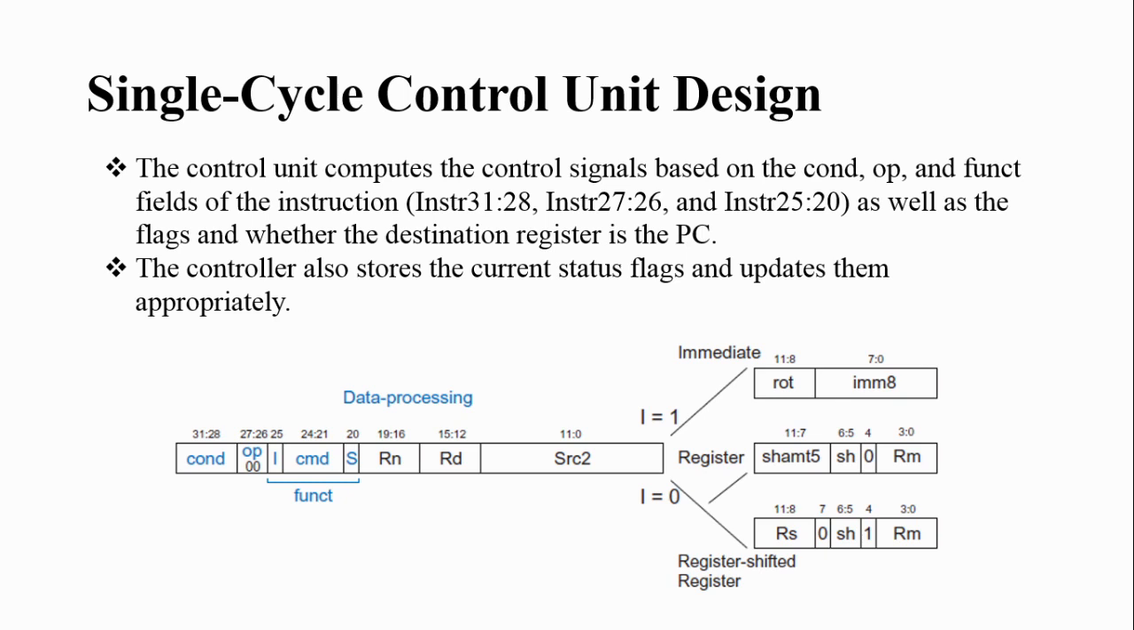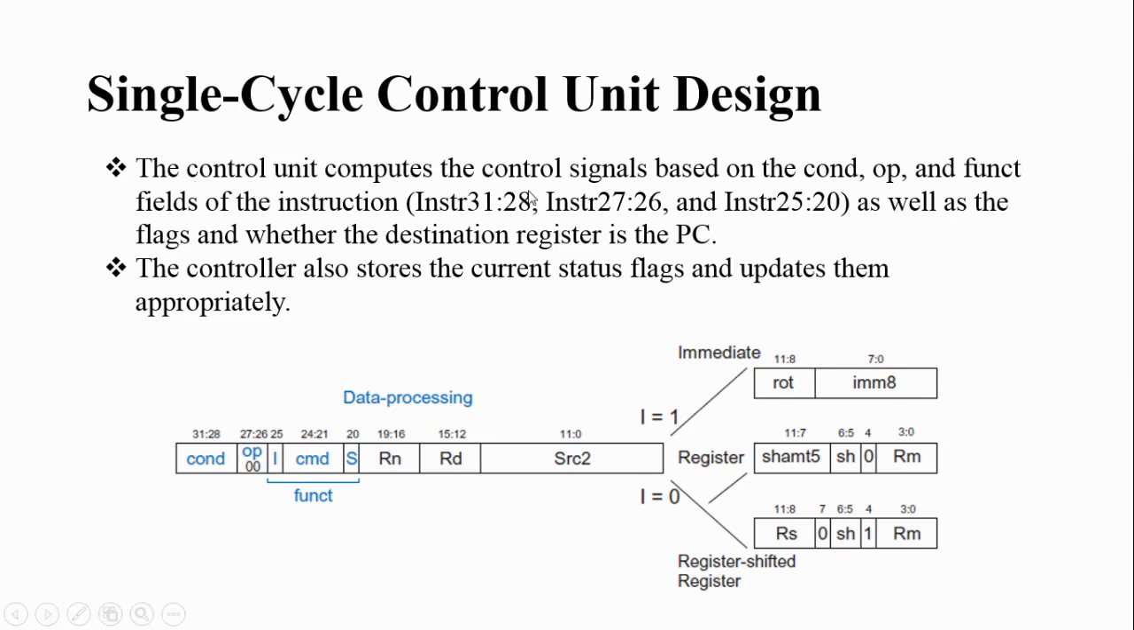In this lecture, we are going to see the control unit design of a single cycle processor. Till the last lecture, we were dealing with the data path design of a single cycle processor. So here we are going to deal with the control unit design for the same processor. What is the function of a control unit?